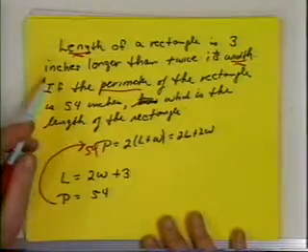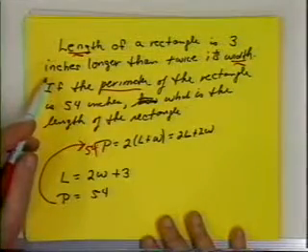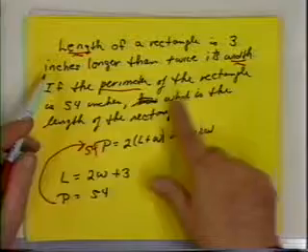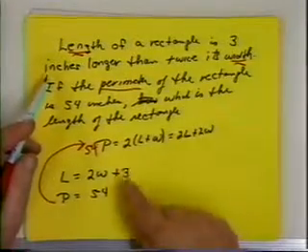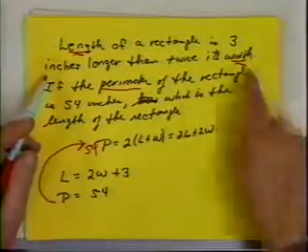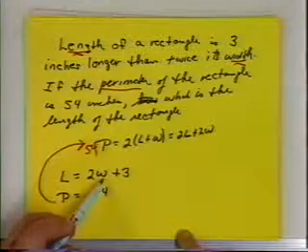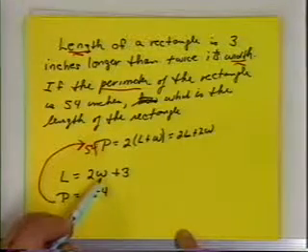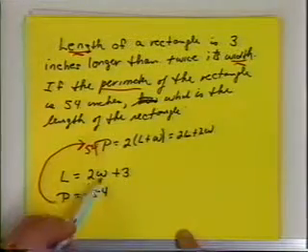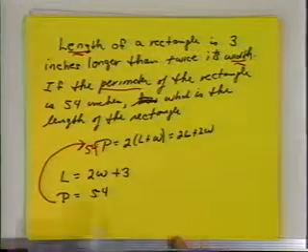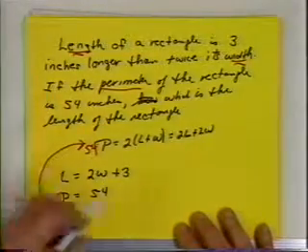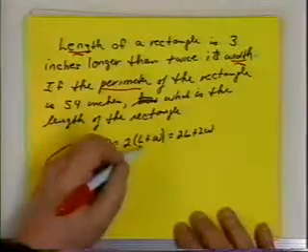Now the other one's a little bit trickier. I need reading comprehension here. It says the length is 3 inches longer. That's 3 more than what? Twice the width. So if W stands for the width, twice the width would be 2W, and 3 more than that would be 2W plus 3. So what I can now do is, every place I see an L, I can replace that by what?